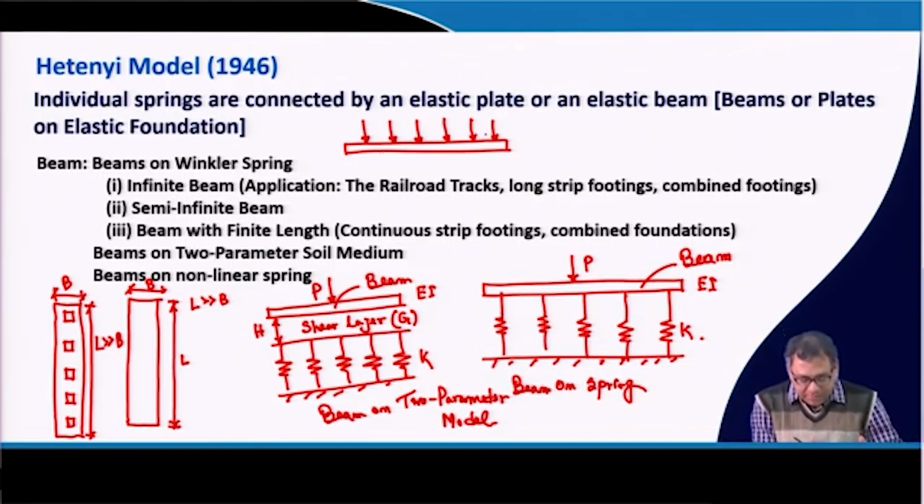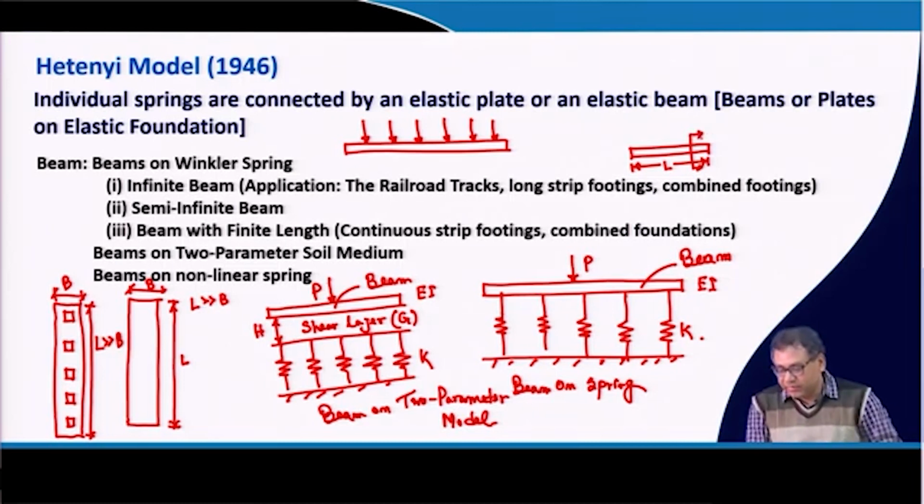Okay, then there will be a semi infinite beam where one side is fixed or hinged or free, and the other side is infinite. And then there is a finite length beam also, that is for your strip footing, your combined footing. So, where it is a finite length, that means any foundation whose length is finite. Okay, so this is the length of the beam which is finite, and if I draw, say, the cross section of this beam, I will get this type of cross section.